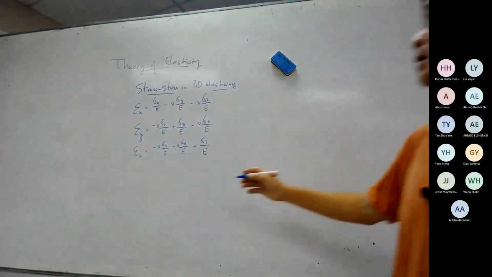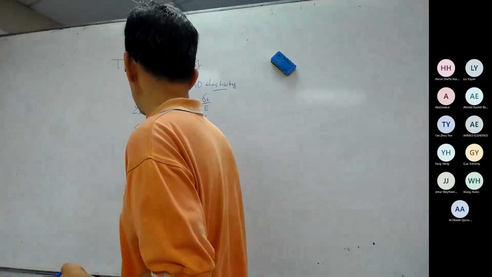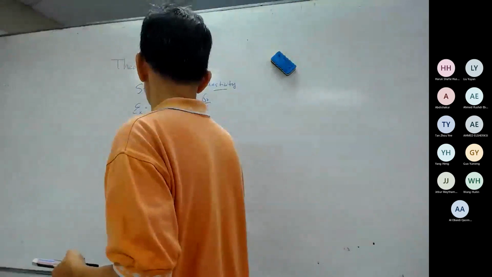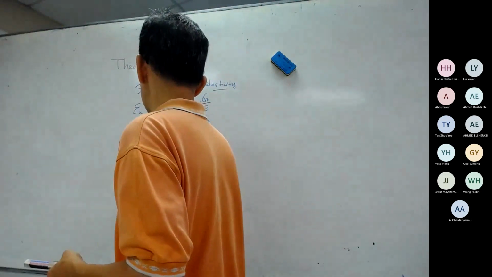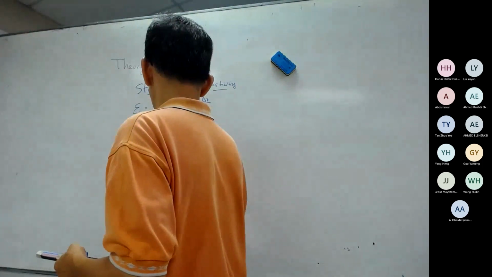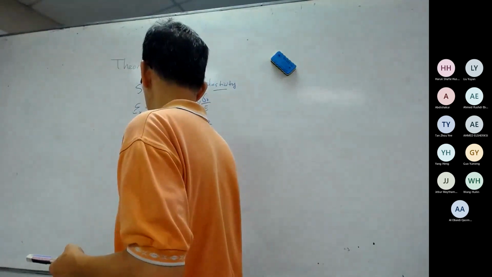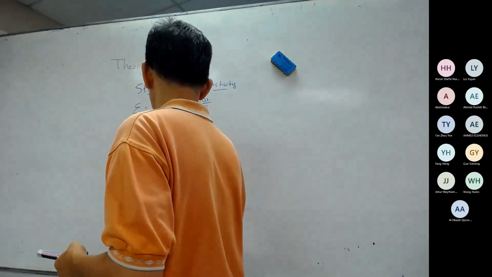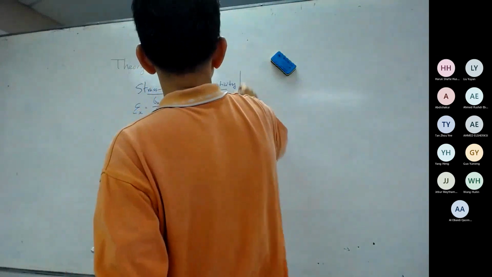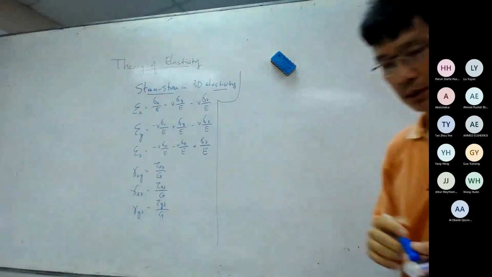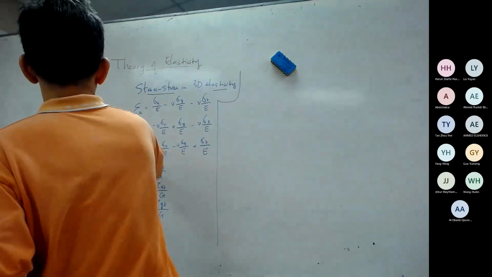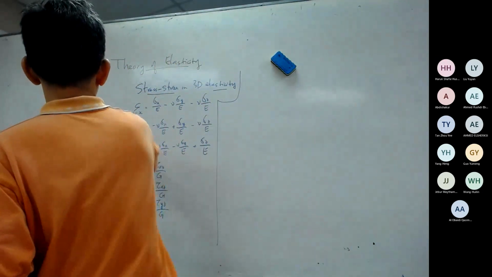And then you have gamma xy, tau xy over G, gamma xz, tau xz over G, gamma yz, tau yz over G. This is in general 3D. X, Y, and Z.